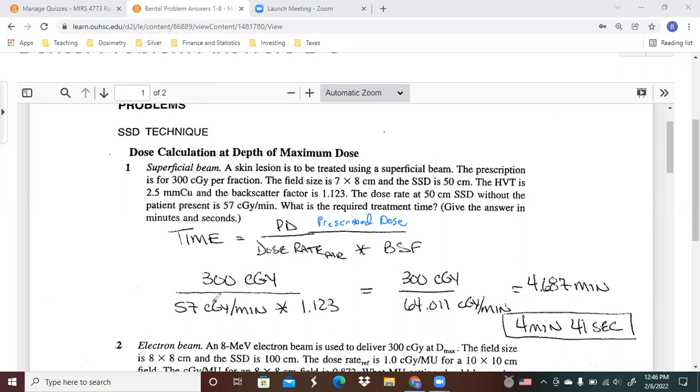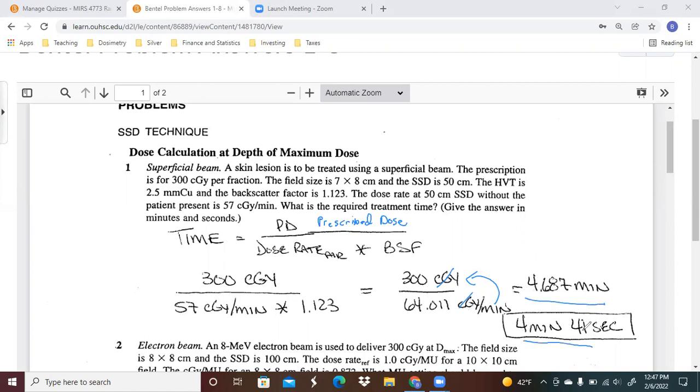It's very important here to keep the units. As we go through, we end up with 300, and then you've got 57 times 1.123, which comes up to be 64.011 centigray per minute. Since you have the amount of centigray here and the amount of centigray being delivered per minute, those two cancel and the minute comes into the numerator. So you take 300 divided by 64.011 and this is what you come up with.